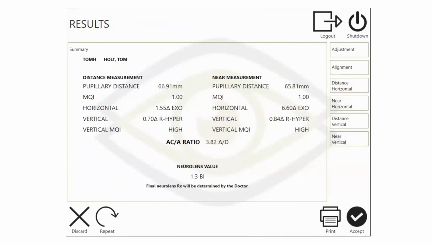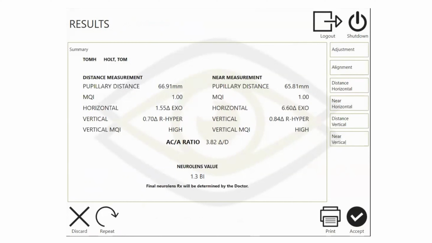We have a horizontal near measurement, 1.55. I'm sorry, that's the distance measurement, 1.55. Exo, near measurement, 6.6 exo. A little bit of right hyper in both eyes. And we had good measurement quality on everything. We calculated ACA. It's a gradient ACA using the distance and near measurement of 3.82, and then we have a Neurolens value for his profile.